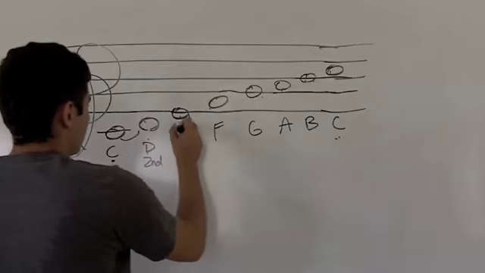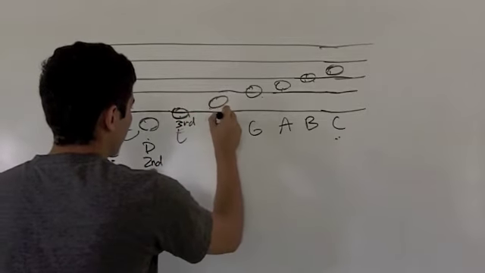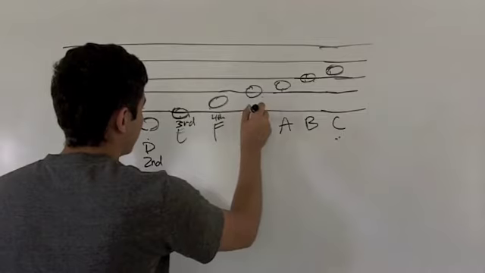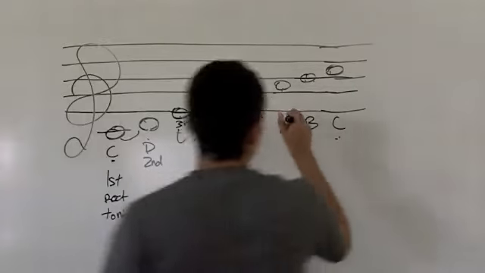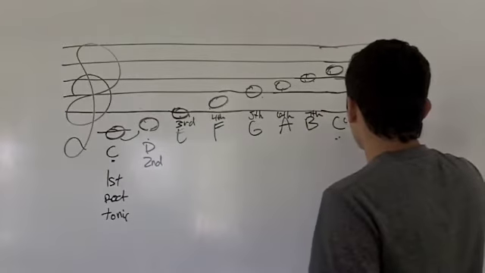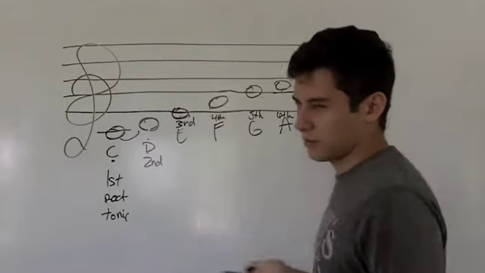From D to E would be a third. And from E to F would be a fourth. And from F to G is a fifth, a sixth, a seventh, and then our octave again, a tonic, as you will, or our eighth. No root calls it an eighth.